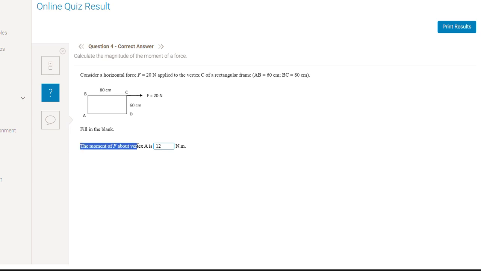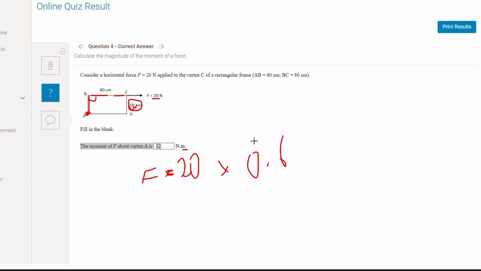The moment of F about vertex A, also keep in mind that's your axis of rotation. The moment, we know it's going to be the force times the distance perpendicular to the lever arm. So it's going to be 20 times the distance of the lever arm. So we're going to extend the force. It's going to be this, that is perpendicular, which is 60 centimeters. But here we want it in meters, so we divide by 100. So you get 0.6, and you get 12. Next question.